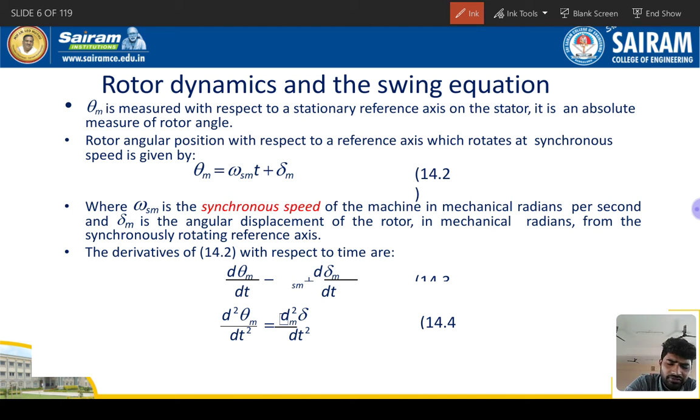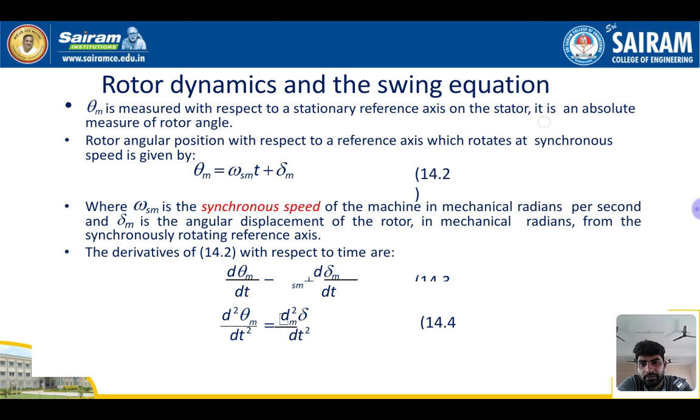Angular displacement we get definitely 2 pi, right, in mechanical radians from the synchronously rotating reference axis. So an axis must be there while rotating the synchronous generator. So, from the derivation 14.2 with respect to time t, first you differentiate, after that double differentiation. Here, why are we differentiating? There will be a constant part and a variable part, so with respect to time the rotation also varies, right? So this is the concept.